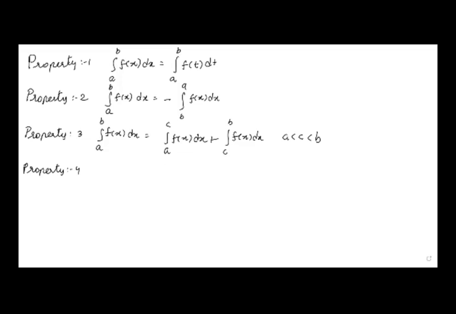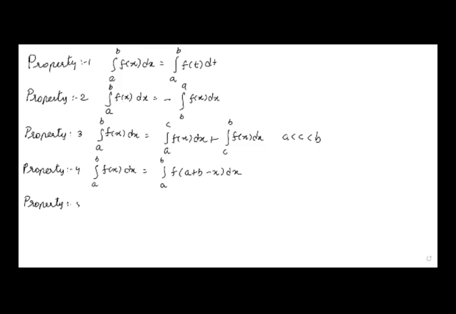Property 4: integration a to b f of x dx can be written as integration a to b f of a plus b minus x dx. Right. So this x can be replaced as a plus b minus x.